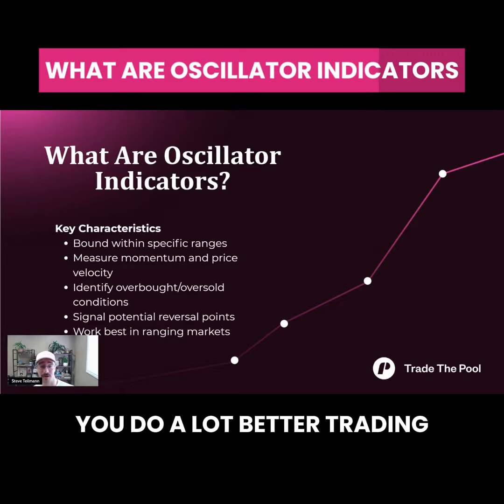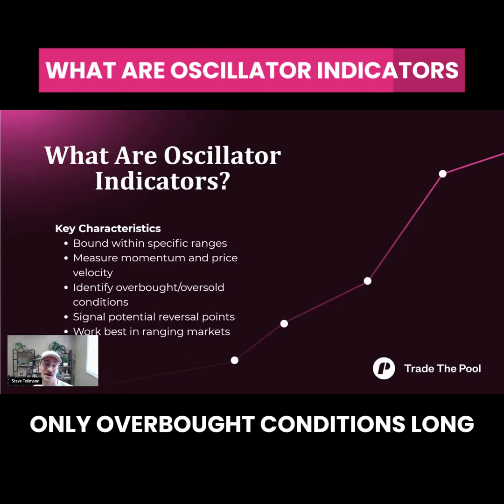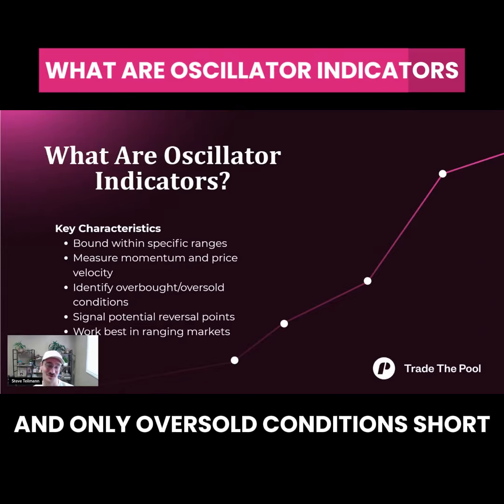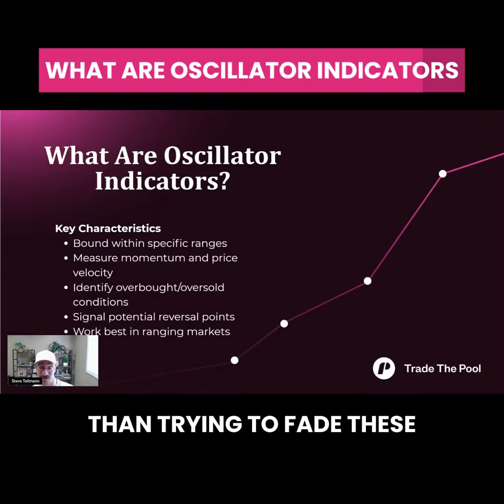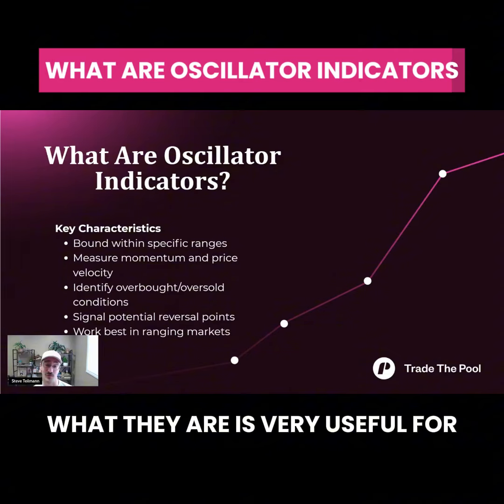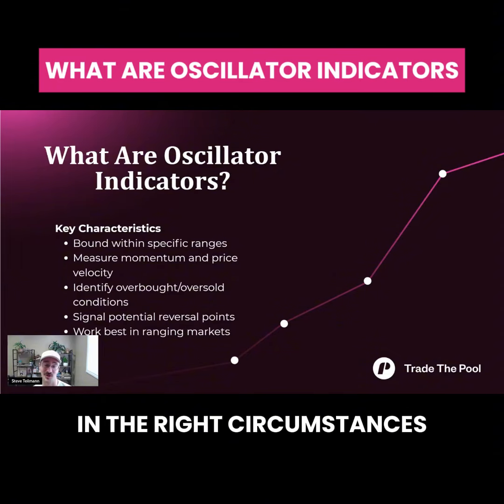You do a lot better trading only overbought conditions long and only oversold conditions short than vice versa, than trying to fade these. These are not a holy grail. What they are is very useful when you're able to apply them in the right circumstances.